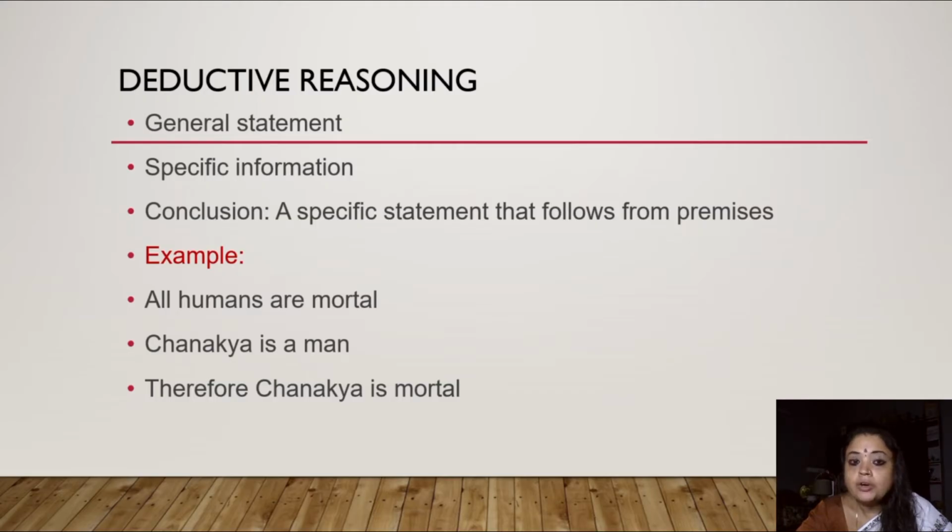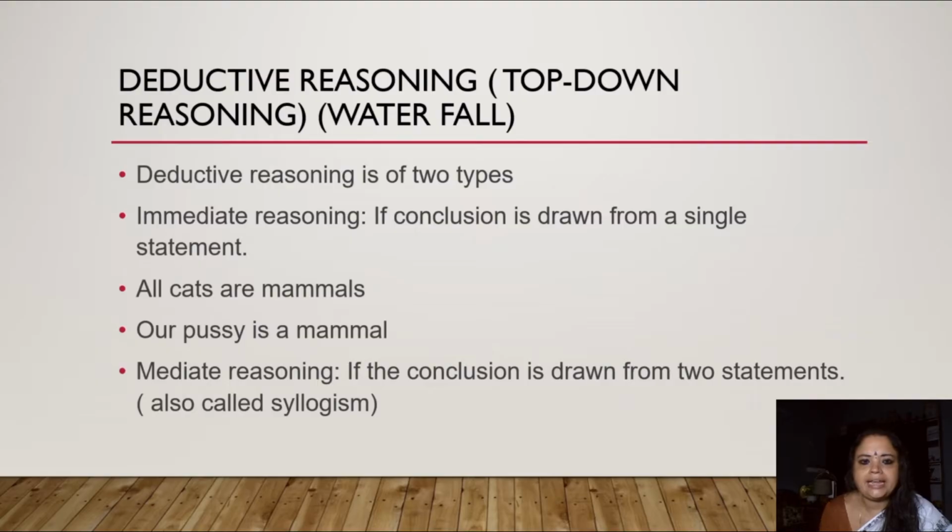Example, all humans are mortal is a general statement. Chanakya is a man. That is a specific statement, and therefore Chanakya is mortal. This shows that you are going from a general statement to a specific conclusion. That is the peculiarity of deductive reasoning. Deductive reasoning is called top-down reasoning, or it is also called a waterfall model. And deductive reasoning is again of two types: immediate reasoning and mediate reasoning.